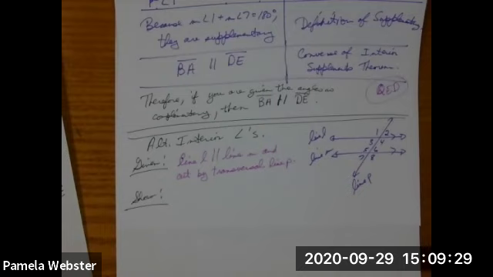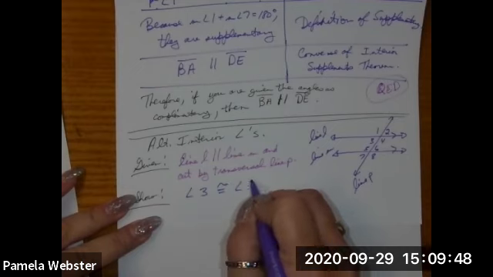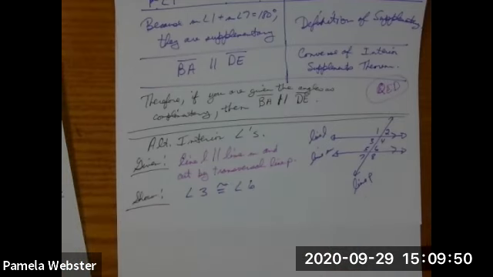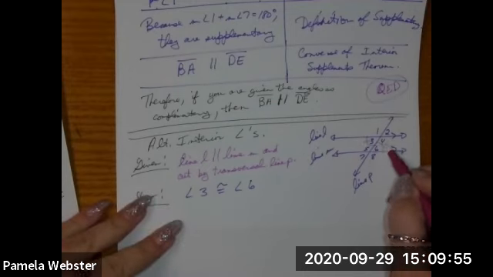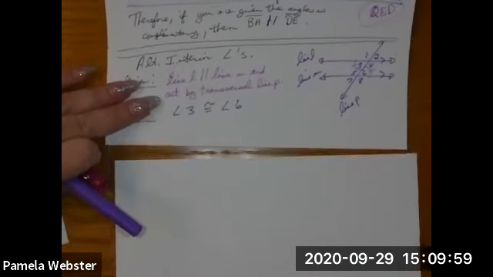Okay. So they're trying to get me to prove alternate interior angles. I need a set that I can say are congruent, right? So 3 and 6? Okay. So I want to show angle 3 is congruent to angle 6. That's what I've been asked to do, right? You could just as easily say 4 is congruent to 5. I'm trying to show 3 is congruent to 6. Okay.